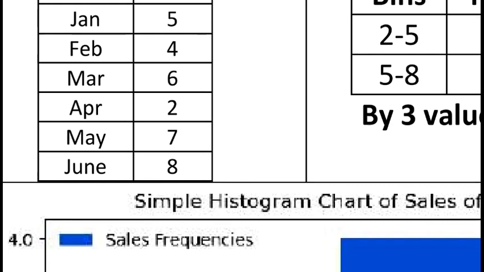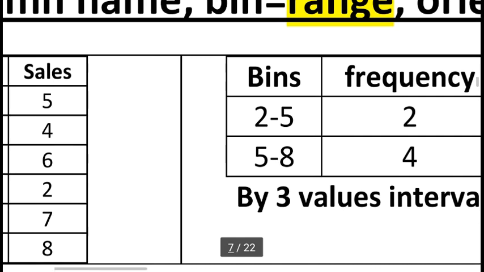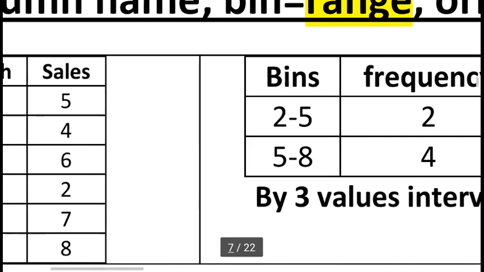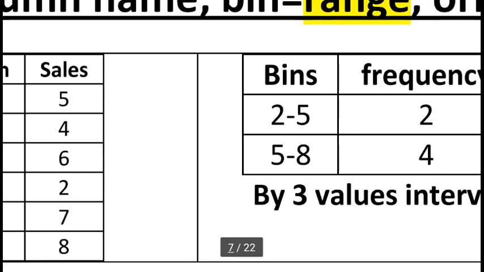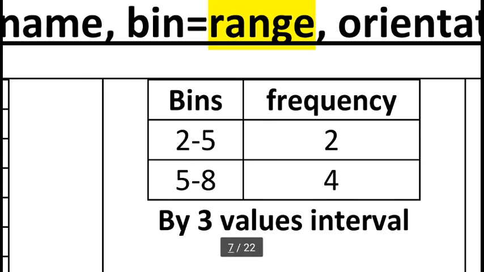Here I am creating two categories. The first category starts with 2 to 5, meaning all the sales values counted between 2 and 5. The second interval is 5 to 8. So you can see 2, 3, 4, 5, and 5, 6, 7, 8. This is our first group, 2 to 5, and 5 to 8 is our second interval or second group. I already decided two groups, 2 to 5 and 5 to 8.